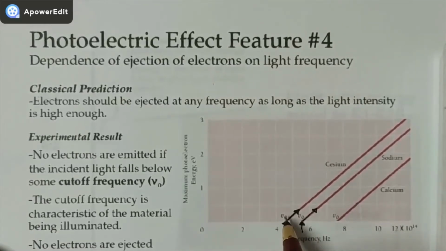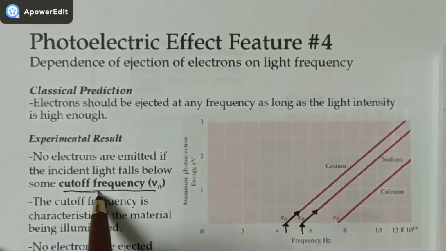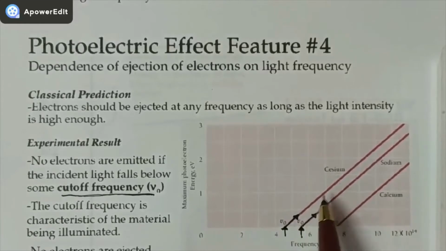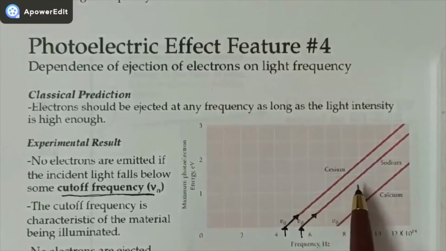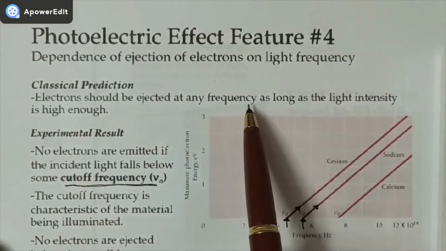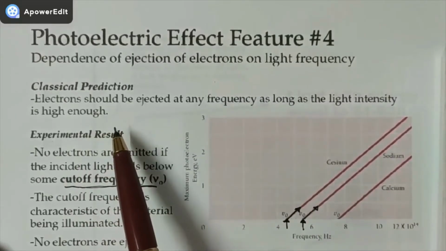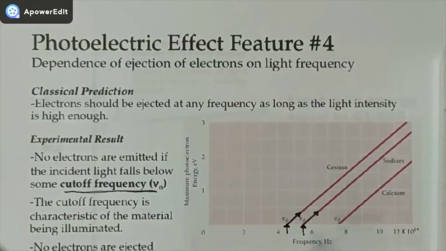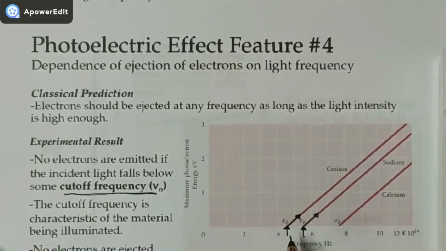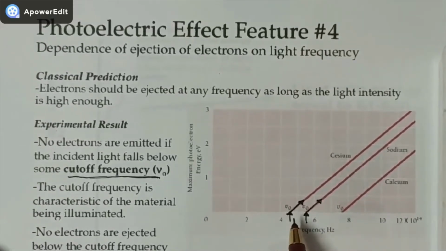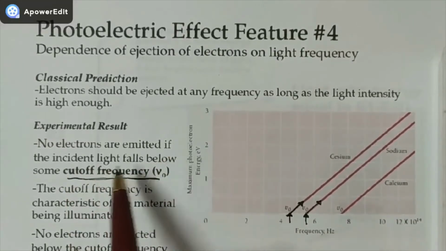So this particular frequency, nu naught, is known as the cutoff frequency. It says that before this frequency, no photoelectron will come out from the cesium surface, and before this frequency, no electron will come out from the sodium surface, no matter what the intensity. But classically, we can think that the electron should be ejected at any frequency as long as the light intensity is high enough. Classically, the electron must get out from the surface when light is falling on it. But it's not so easy. Unless I shine light of a certain frequency for a certain metal, the photoelectron will not come out from that surface, and that particular frequency is known as the cutoff frequency. So no electrons are emitted if the incident light falls below some cutoff frequency.